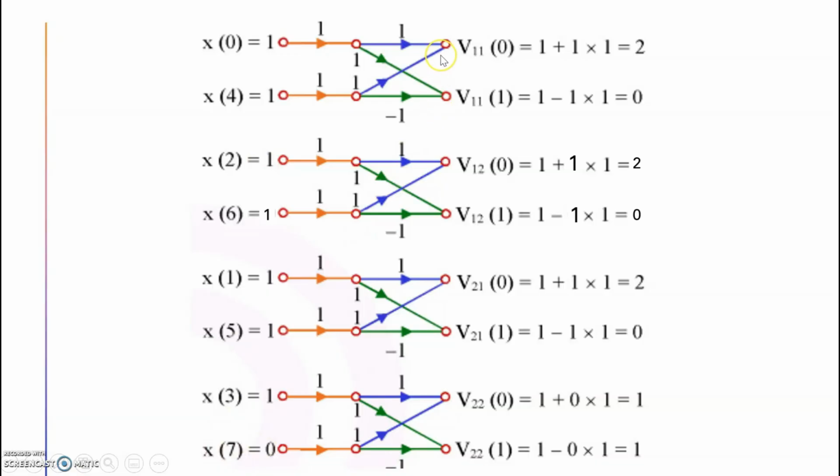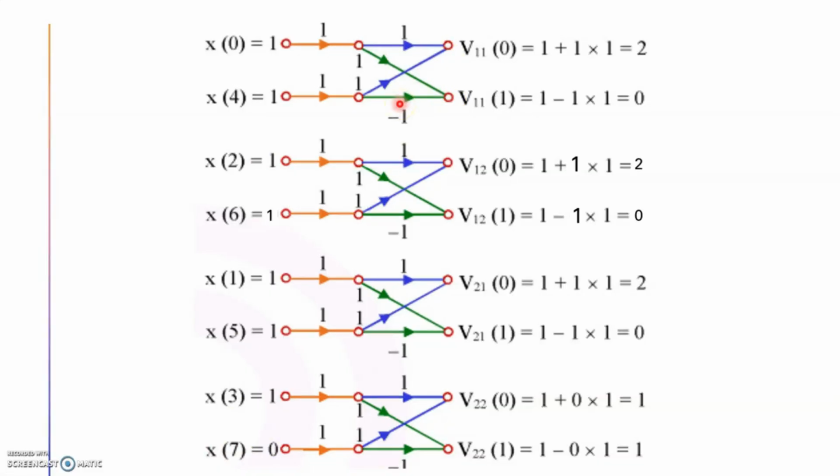The 2 points here are the summing points. Next, we need to apply negative 1 at the bottom line of the 4 butterfly structures. Besides, we also need to apply the first twiddle factor W_8 to the power of 0 equal to 1 at the bottom line of the butterfly structure.